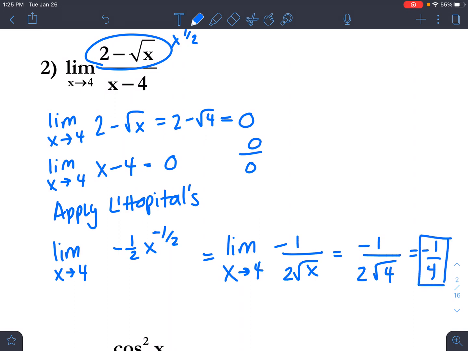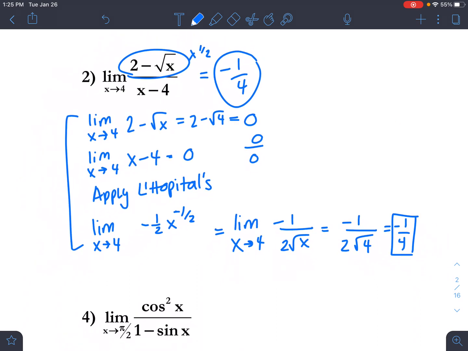So final answer here, if this was multiple choice, you'd find negative 1/4. If it was FRQ, you would definitely show the work. I mean, multiple choice, you might show the work as well. But FRQ, you would show that work, apply L'Hopital's, and get to that answer.